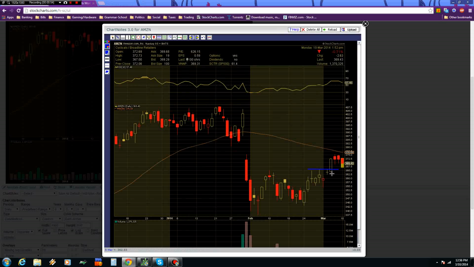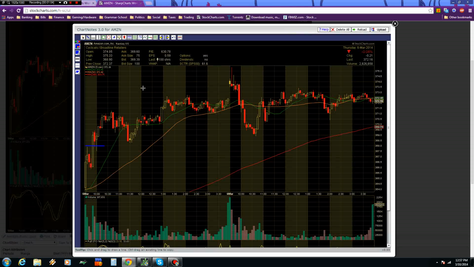I entered on this big green candle here. That was the entry. And when it gapped up, that's when I sold it. So now let me bring over a 5-minute chart. All right, so this is the entry.